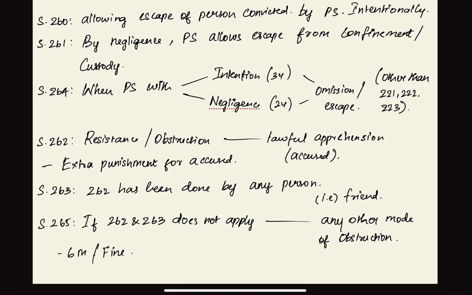Section 262 deals with any resistance or obstruction that has been made. For example, an arrest order has been made, a lawful apprehension order has been made against an accused to arrest him, and when the accused resists, that is not cooperating generally and makes resistance and obstructions, then there can be some extra punishments that can be imposed upon the accused for making such resistance and obstructions.